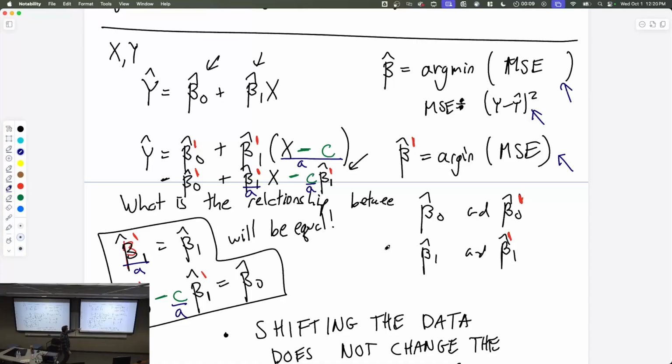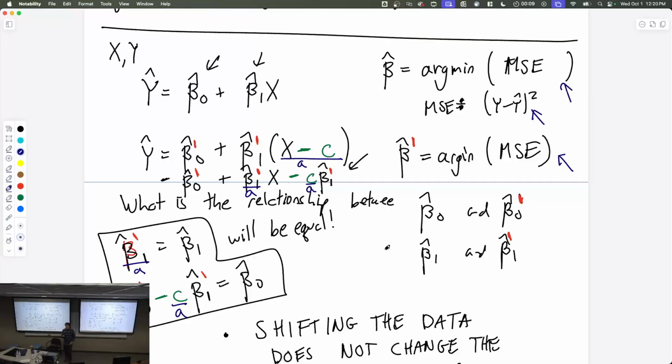Well, maybe these divided by a's are not visible. This equation equals this equation. I took the divided by a and put it on the beta hat 1. Yes, I understand that. So this is the same. Then I matched this one to this one by matching what has changed. So beta hat 0 prime minus c over a times beta hat 1 is the same thing as what we called beta hat 0 before. And beta hat 1 prime divided by a is equal to beta hat 1, the coefficient in front of the x. Those two are the same.